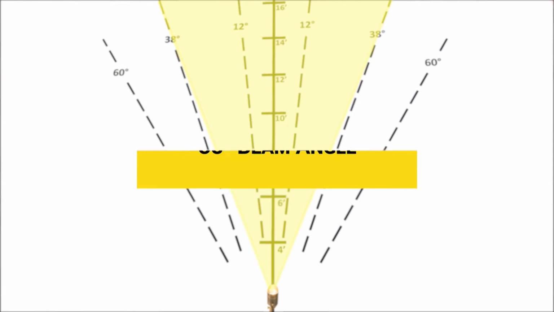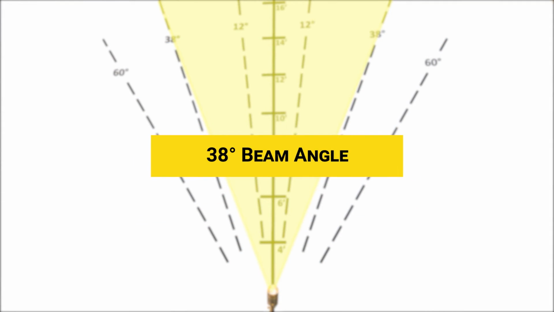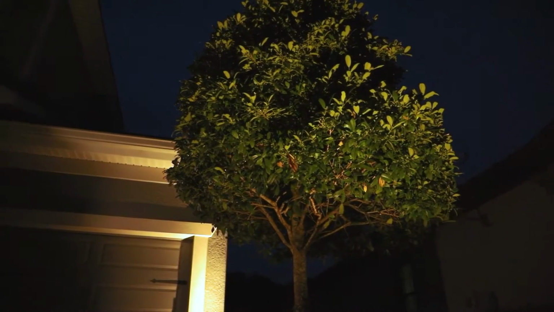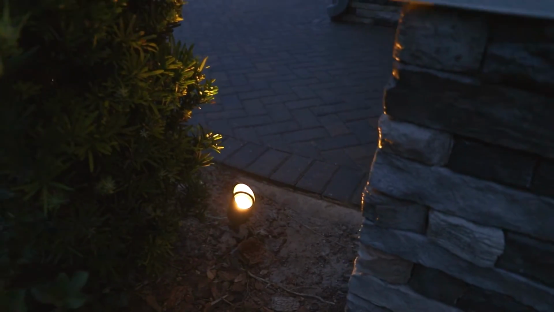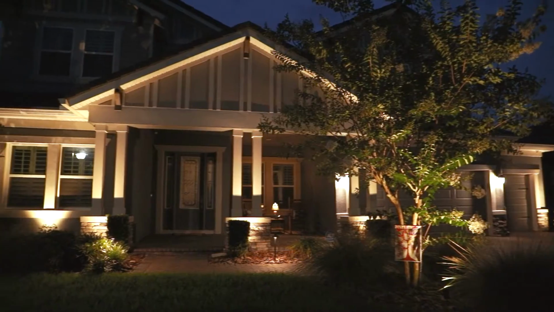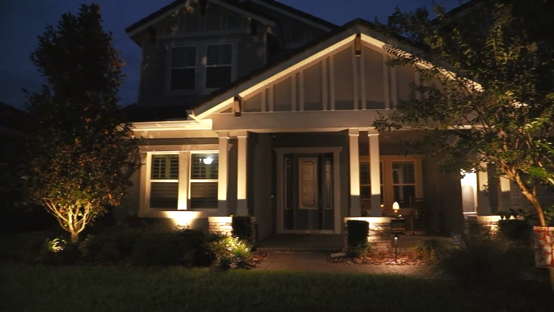The most commonly used beam angle is 35 to 38 degrees. This is a great mid-range angle for spotlight illuminating trees, houses, and just general uplighting. It's ideal for illuminating the spaces between windows on the front of the house.